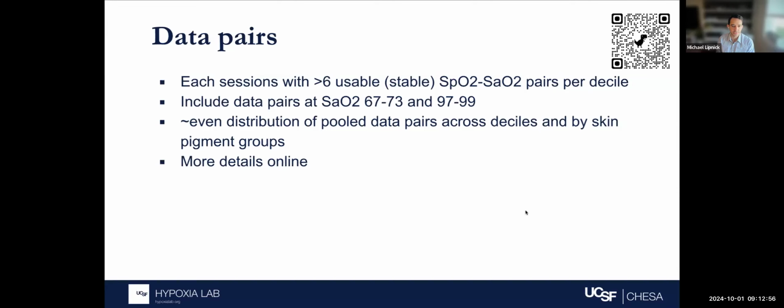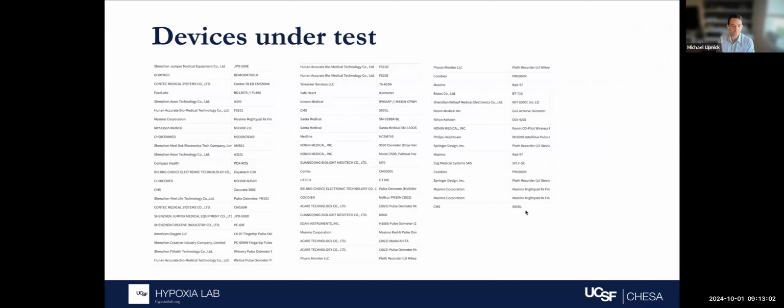Again, we tried to ensure that the data was evenly distributed by the deciles and the skin pigment groups, and check it out online if you want to see more about that. These are the devices under test right now. We've got about 40 to 50 devices that are at various stages. 34 are getting close to being done, and 21 of these we're going to present today.